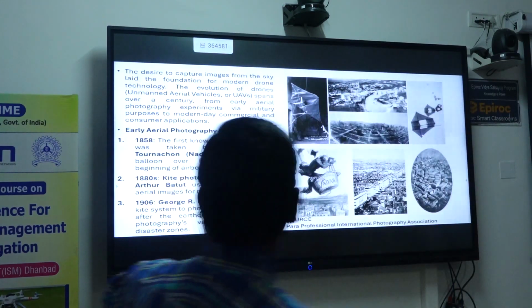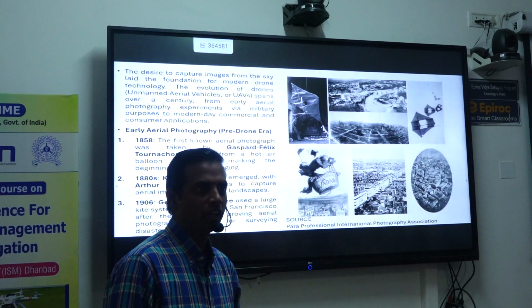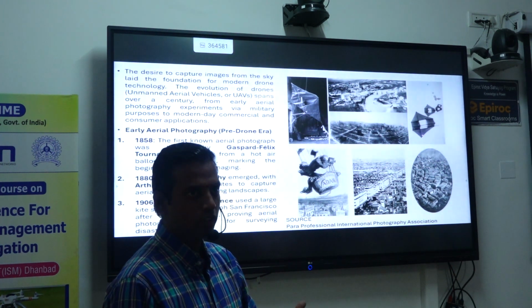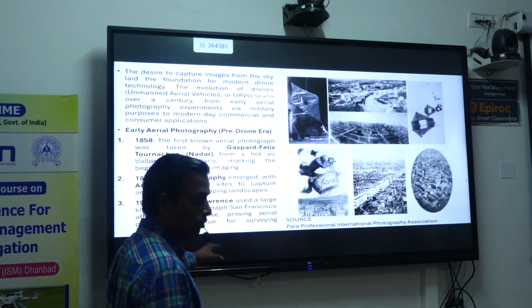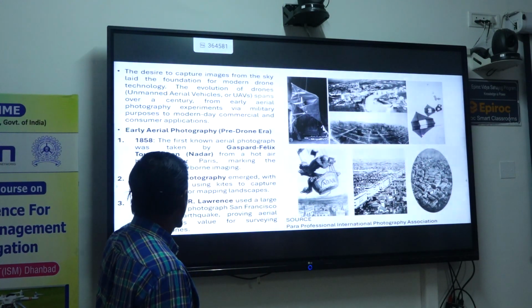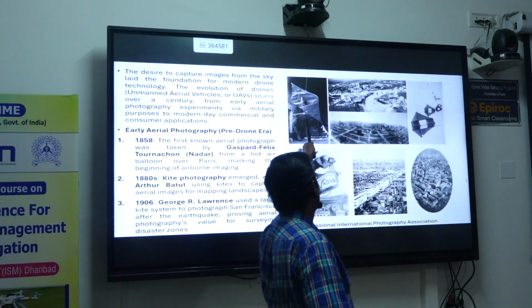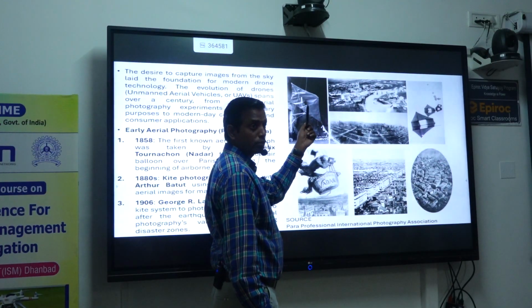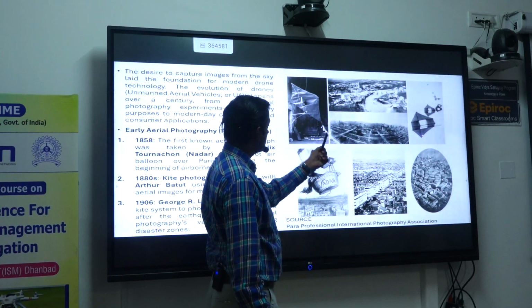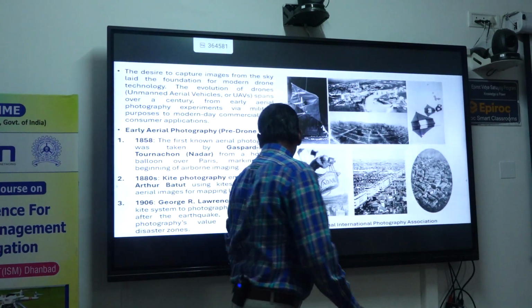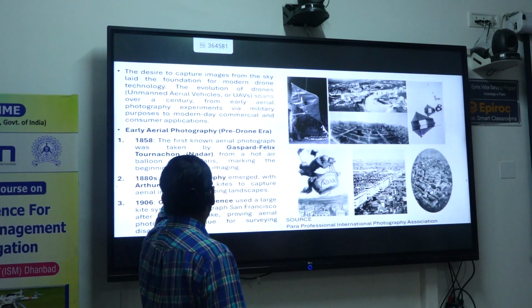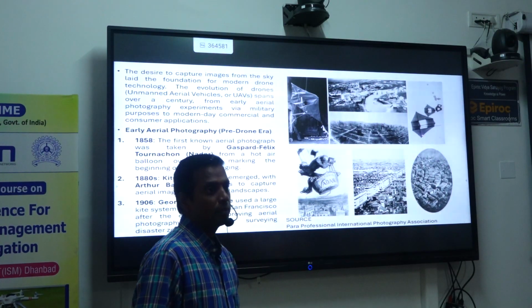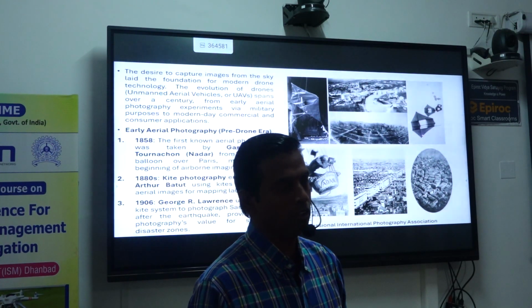Now after that, there is one kind of UAV which was launched in the World War. In the 1880s, kite photography, if you see the small camera, I don't know whether it is visible or not. If you see, this is a small camera, is it visible? Yes. The small camera which is attached to the kite. Okay? Now that is used for capturing aerial images with kites for mapping of landscapes.